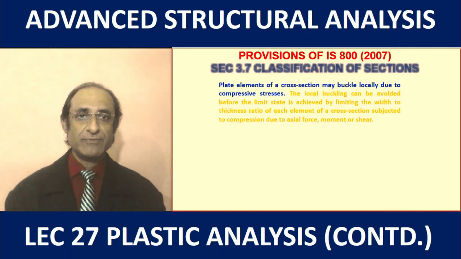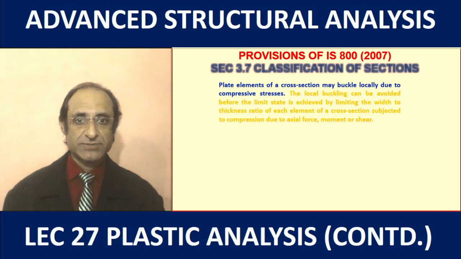So today we will see some of the Codal provisions regarding the plastic hinge and the type of sections which should be used in design, and also we will begin computing the ultimate collapse load and see how the approach can be extended to bigger and larger structures. So first of all, we bring here some of the provisions of IS 800 2007 with regard to the classification of sections.